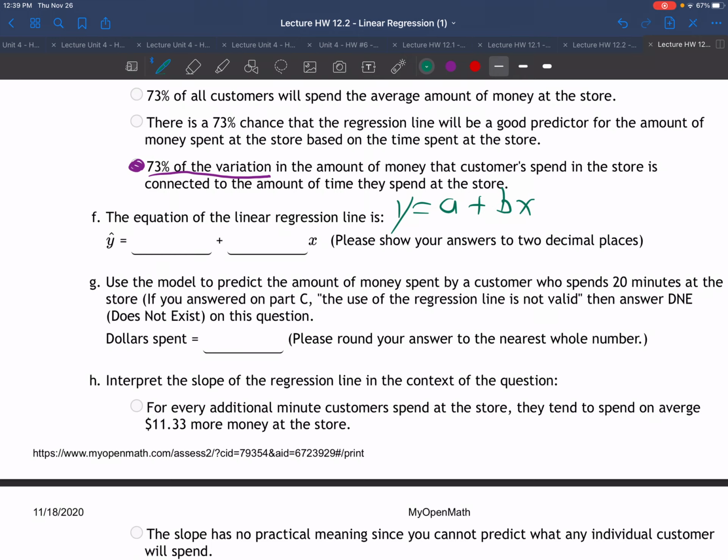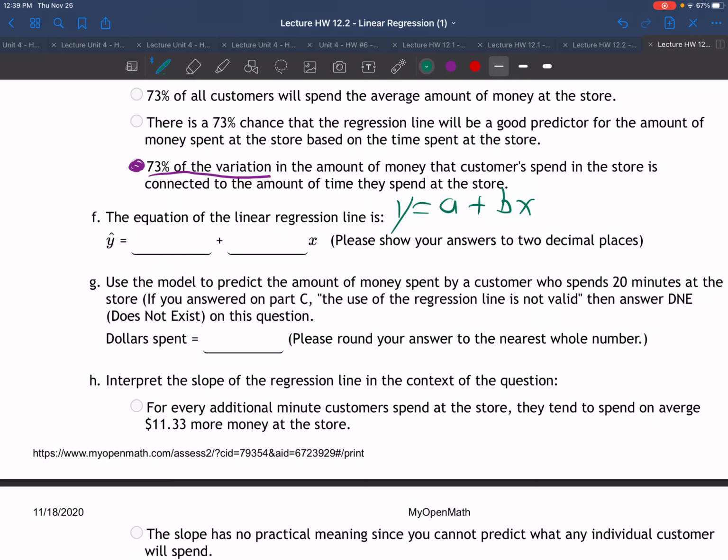Right. Okay. And then it says now, that's the linear regression equation. Use the model to predict the amount of money spent by a customer who spends 20 minutes at the store. If you answered on part C that the regression line is not valid, then put in D and E here. No, we didn't do that. Part C, we didn't say not valid. We said regression line is useful. So we need to answer.